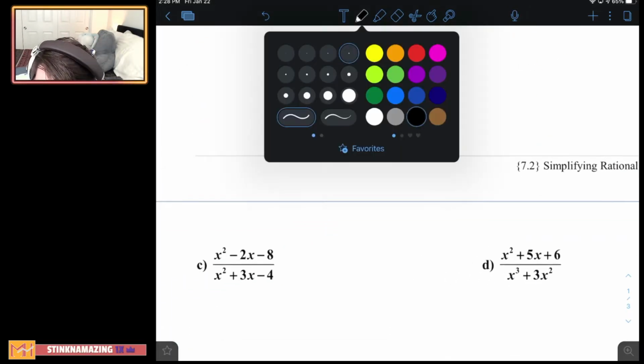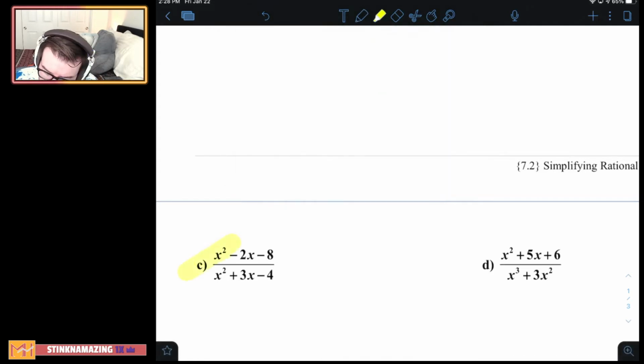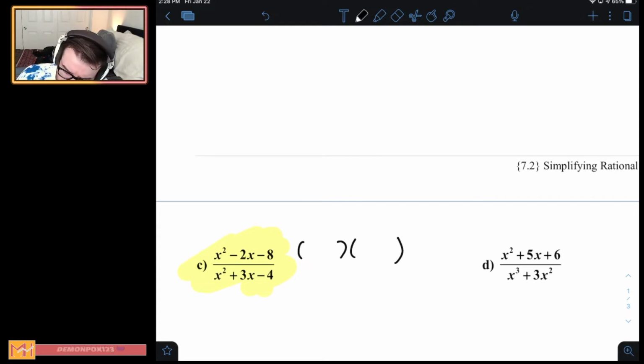Okay, so how about we have our first question. How do you factor this top term? Remember, you're looking for two numbers that multiply to -8 and add to -2. What are those magical two numbers? And you answer. Okay, you hopefully answered -4 and +2. -4 times 2 is -8, and -4 plus 2 is -2.